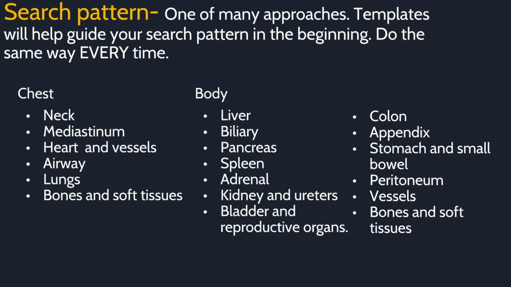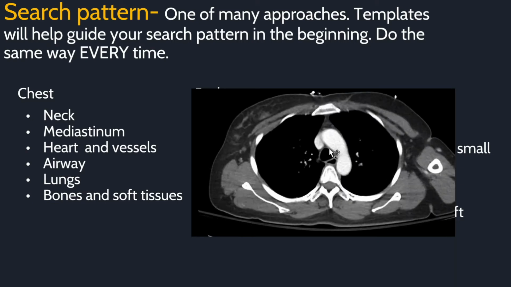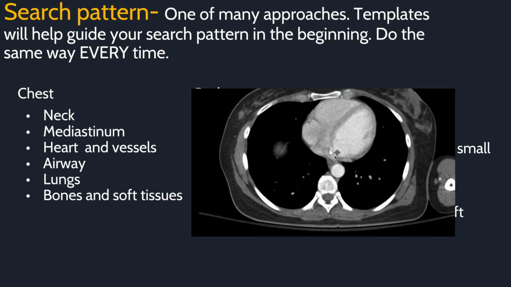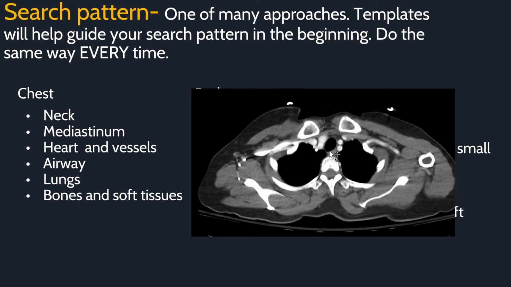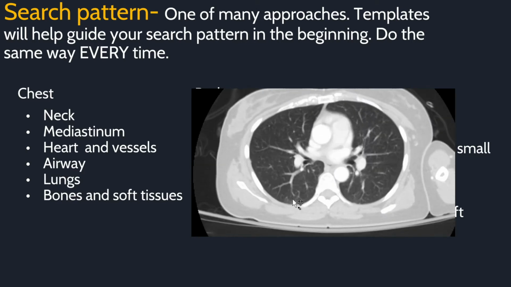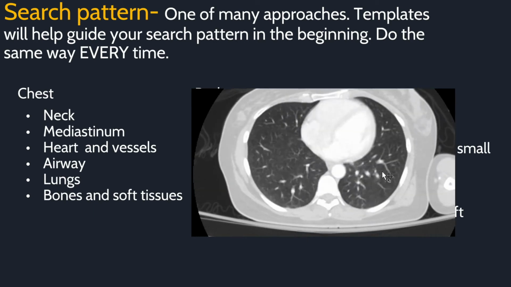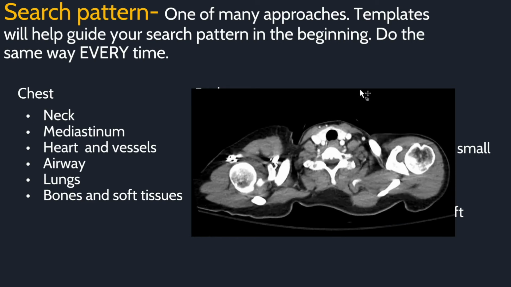Here is my search pattern. This is one of many approaches. It is important to build this to your liking and do it the same way every time. A structured approach will help you prevent missing any finding. For the chest, I start at the neck, look through the mediastinum, down through the heart, look through the great vessels, switch to lung windows, look at the airway, look through one lung, look at the other lung, and look at both in conjunction. Look at the soft tissues, and then the bones.